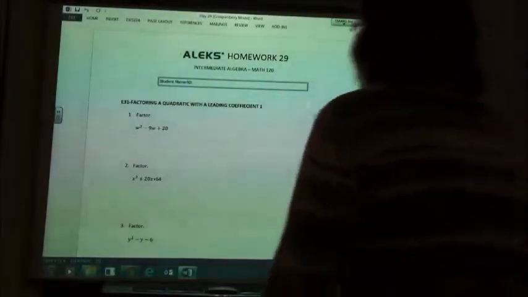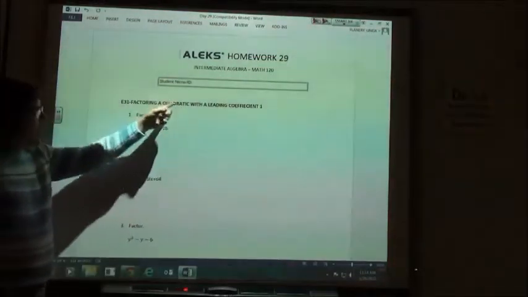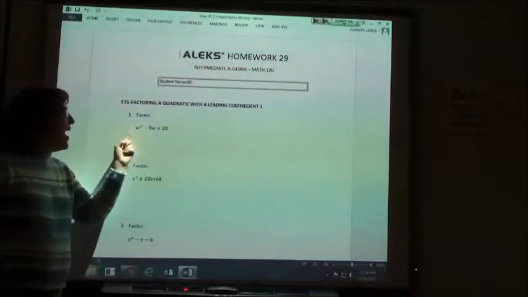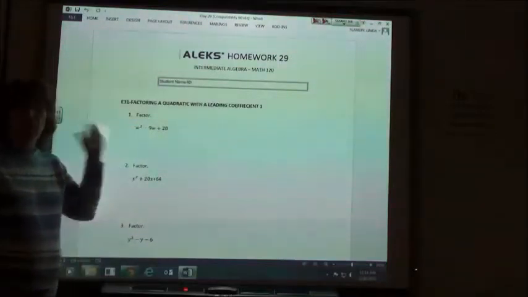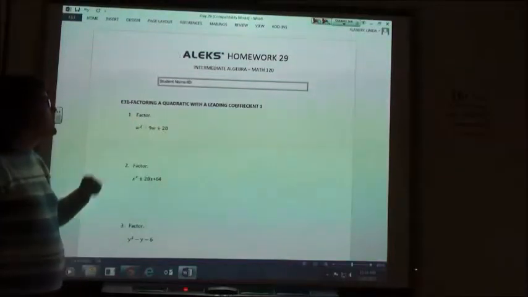Homework 29 says factoring a quadratic with a leading coefficient of 1. Quadratic expression just means it's a second degree polynomial. The highest exponent is a 2, so it has that squared term in it. W squared minus 9W plus 20.